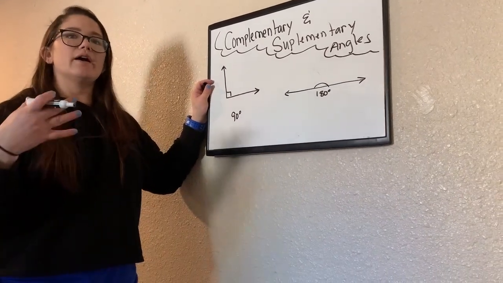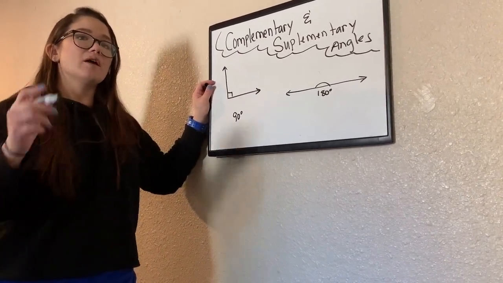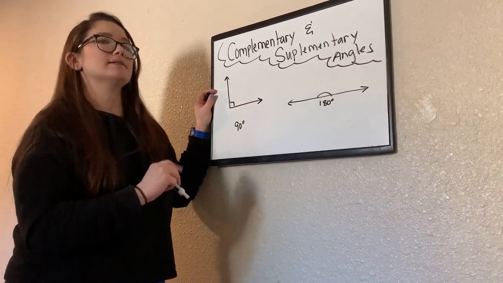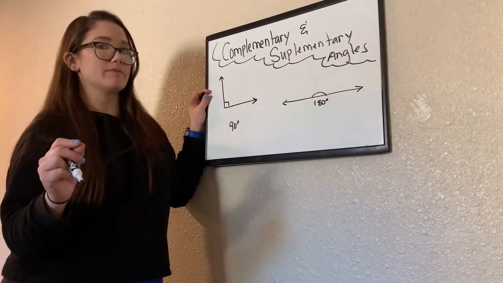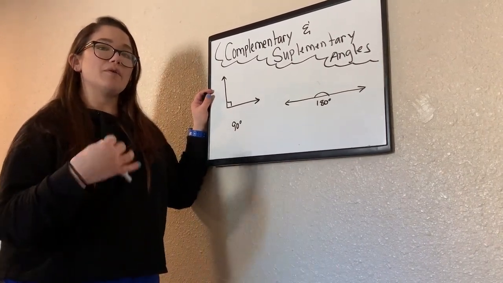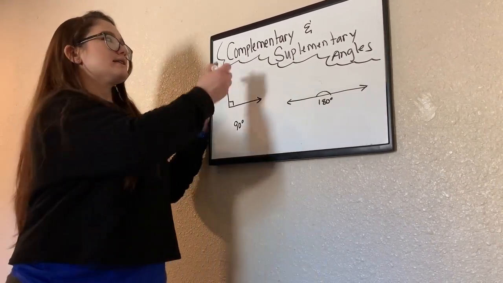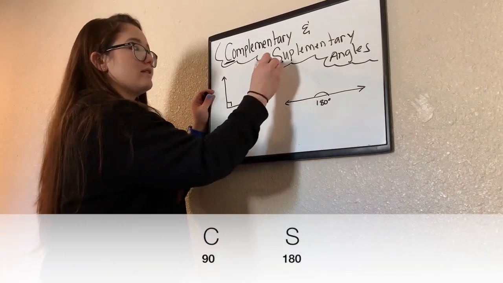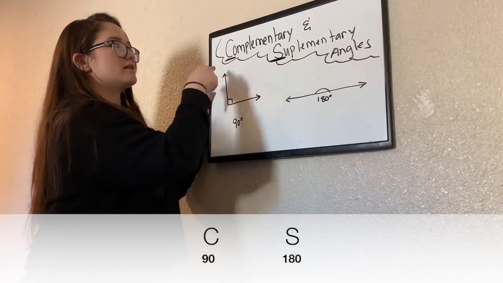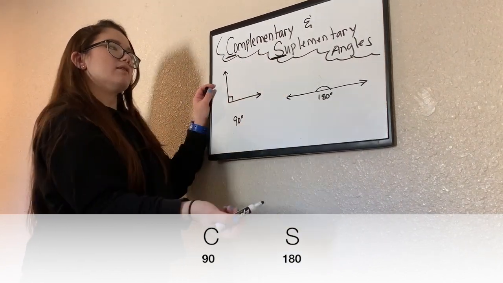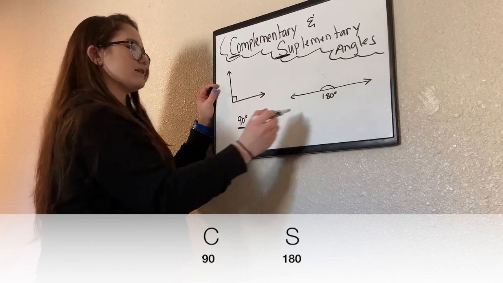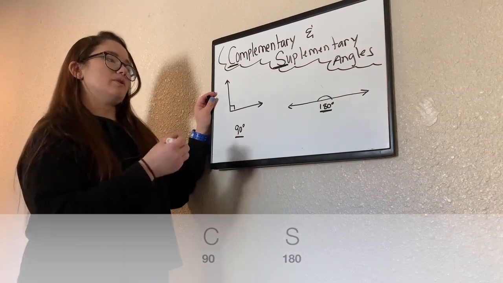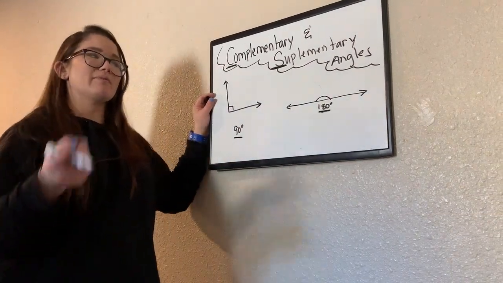Now complementary and supplementary have the same definition, but complementary is with a 90 degree and supplementary is with 180 degree. First let me tell you the way I remember which one is which: C for complementary comes before S in the alphabet. So keep that in mind. C comes before S, and in our number line, 90 degrees comes before 180 degrees. So that's how I remember which one is which. And let me tell you what I mean by that.